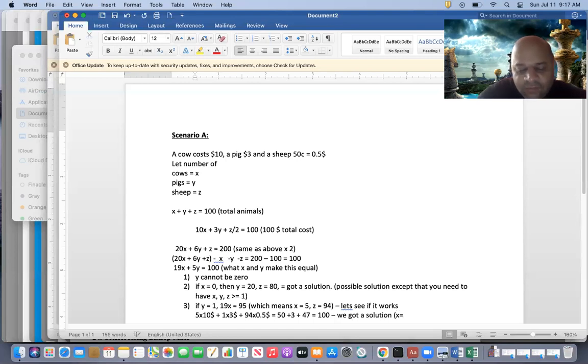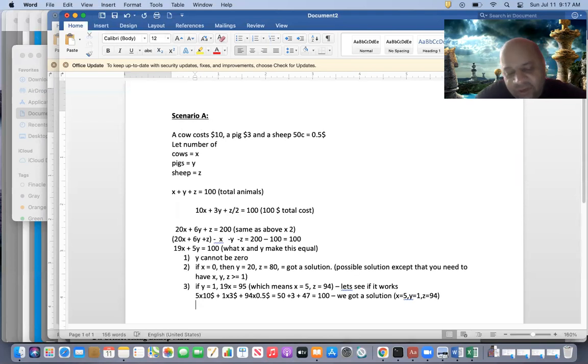x is equal to 5, y is equal to 1, and z is equal to 94. Right? We got the solution. Now, is it the only solution? Is there any more solution possible? Right? So there are many solutions possible, and how we can determine this is y is already equal to 1.